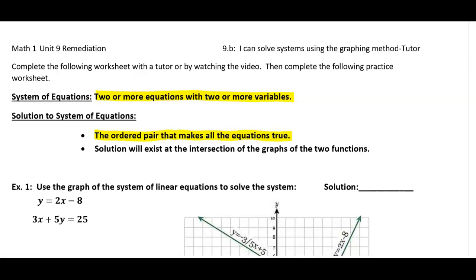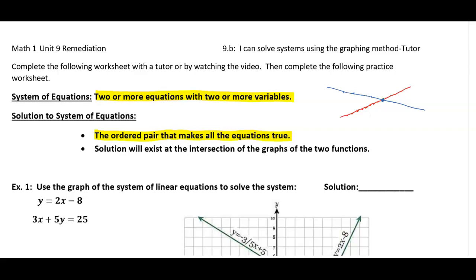Now, if you take a linear function and you graph it, it'll be the graph of a straight line. And this straight line is made up of an infinite number of points. Now, when we graph the second line, it's made up of an infinite number of points. Now, there's two things here. One, the solution to this system will exist at the intersection of the two lines. That is the ordered pair that will make both linear functions true.